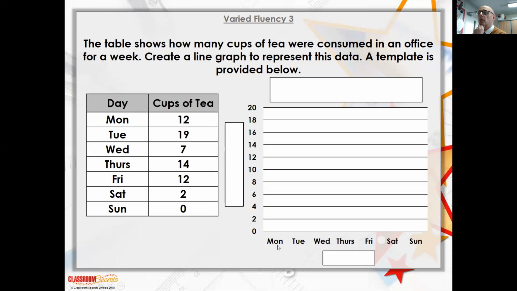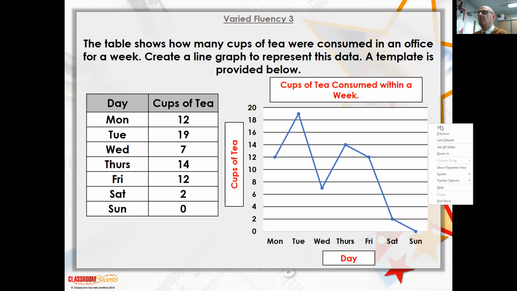Here we've got, obviously, the days of the week, and here we've got the number of cups of tea drunk. We'll be able to carefully plot that data into the graph, and it would look something like this. I wonder why. You could think of a reason why it drops so quickly over the weekend. I wonder why not many drinks are drunk on a Saturday, or even none on a Sunday.